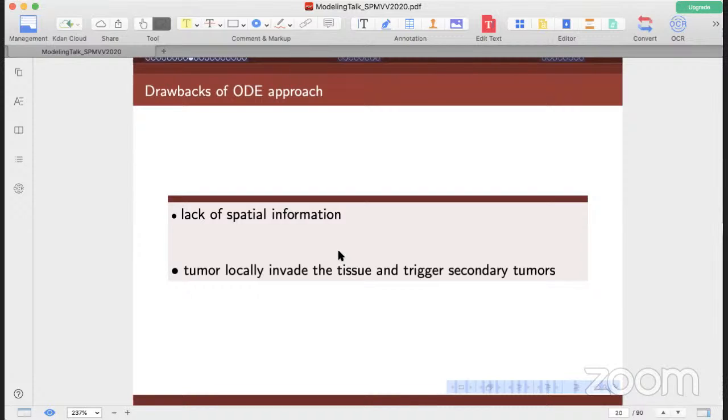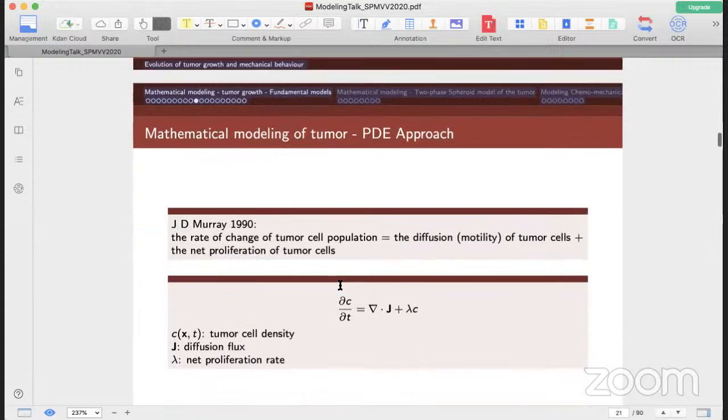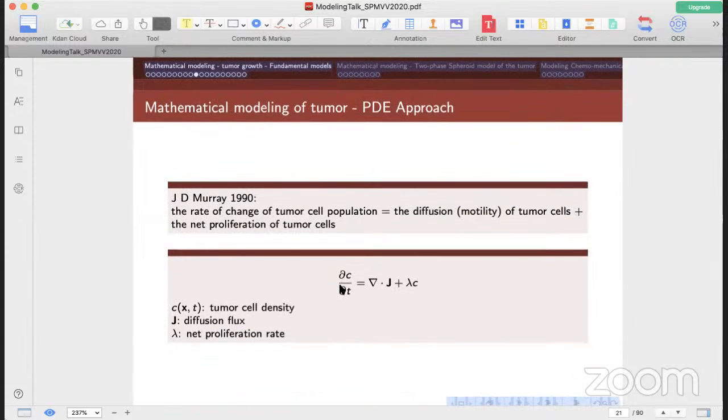But when you talk about space, then you have another variable. Hence, we have to move to the PDE approach. So when you talk about the PDE approach, the rate of change of tumor cell population is a natural diffusion process of the population, plus the net proliferation of tumor cells.